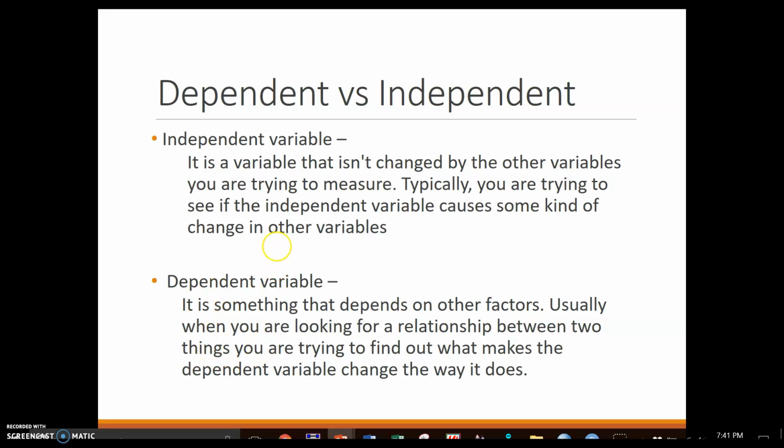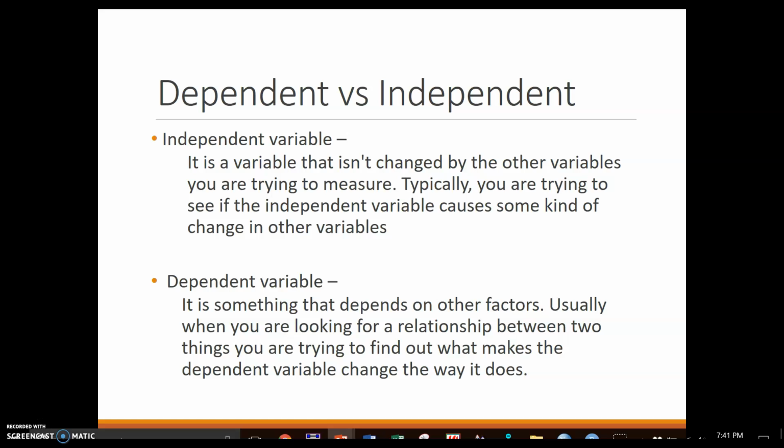And that leads us to talking about what the heck is dependent and what is independent. An independent variable is one that's not really changed or affected by other variables you're trying to measure. Typically these are the ones where you're trying to see, does it cause a change in another variable? In our case, these are going to be our X variables, our predictor variables, to see, does this predict something else?